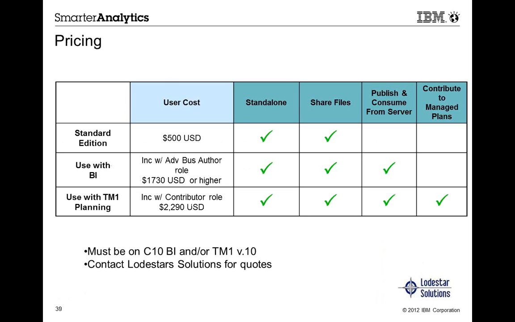Pricing: here's a standard edition. It costs $500, but most people have either BI or Team 1, so most of it comes for free. If you want the added capability to publish it out to a server, that's one way. You may want to increase your license level, but for the most part, you should have Insight available to you.